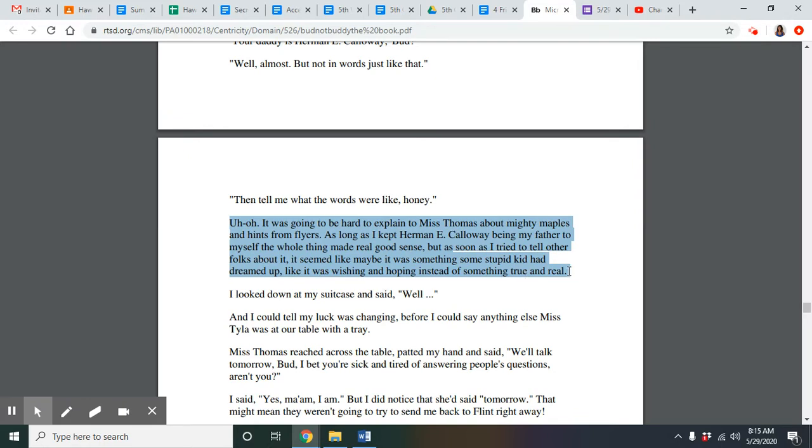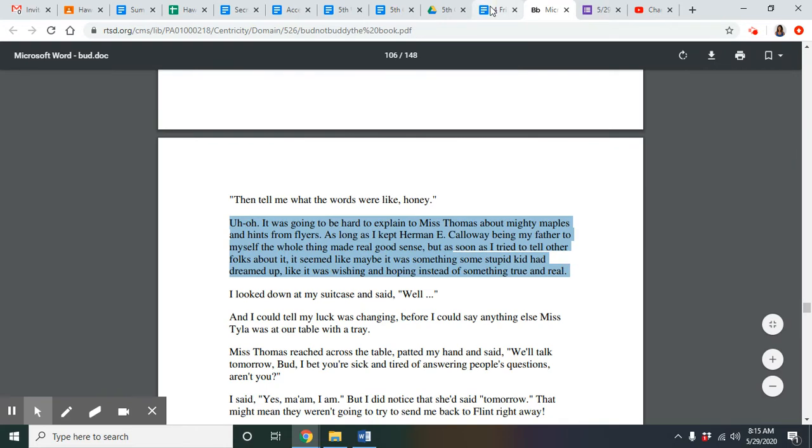So Bud is now just contemplating whether he should even believe his own idea anymore because of how people are questioning him every single time he has to keep saying the story over and over again, and he doesn't want to tell them about the flyers.